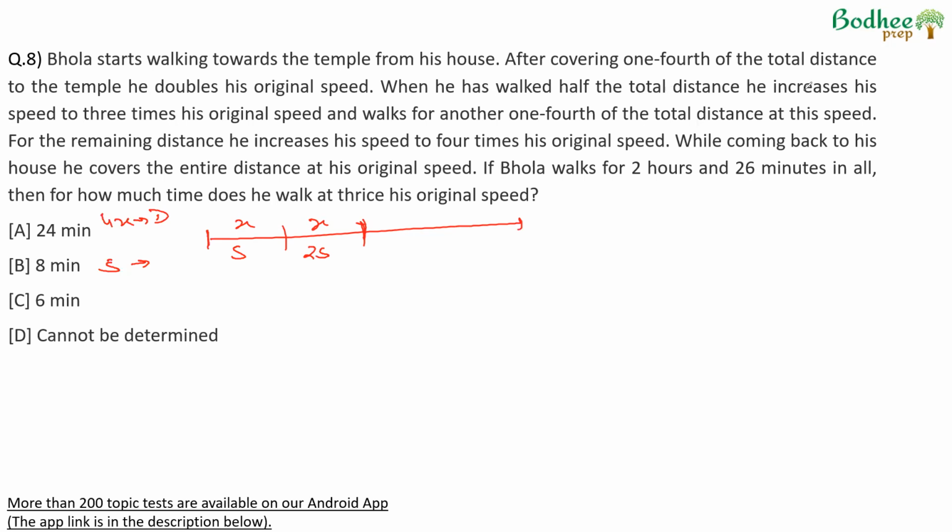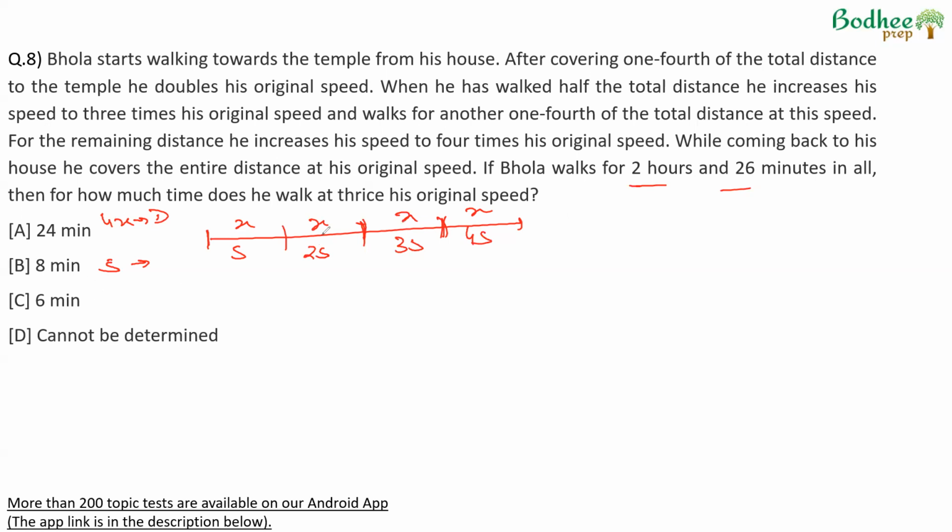When he has walked half the total distance, after this point, he increases speed to 3 times his original speed and walks for another 1/4 of the total distance. So another x kilometers he walks at 3s. For the remaining distance, which again will be x, his speed is 4 times his original speed, which is 4s. While coming back to his house, he covers the entire distance at his original speed. If Bhola walks for 2 hours and 26 minutes in all, then for how much time does he walk at thrice his original speed?